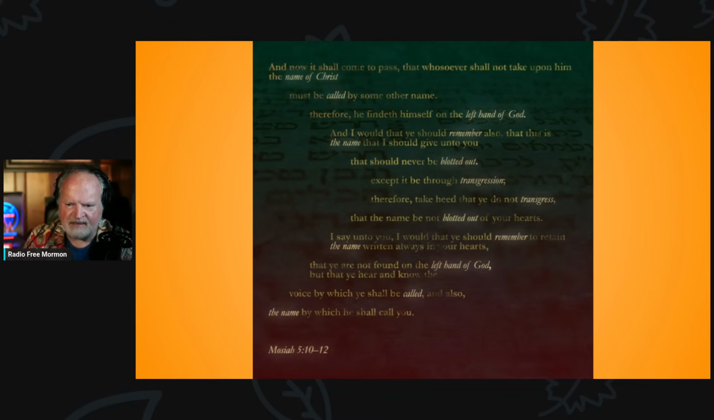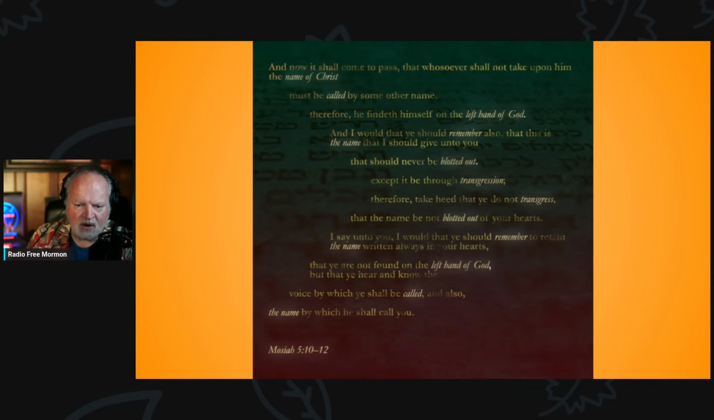The D step: "And I would that you should remember also that this is the name that I should give unto you." That pairs up with the fourth from the bottom: "I say unto you, I would that you should remember to retain the name written always in your hearts." So that's a pretty good pairing. The E step, the fifth: "that it should never be blotted out." And then it matches up with the fifth from the bottom, "that the name be not blotted out of your hearts." Okay, so we see "blotted out" in both of those.